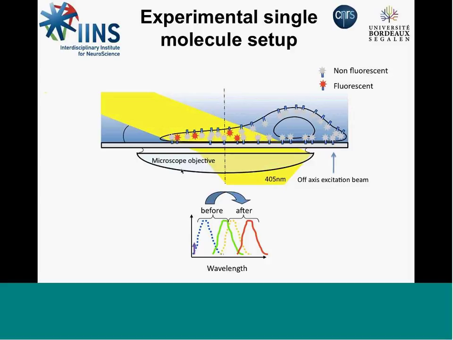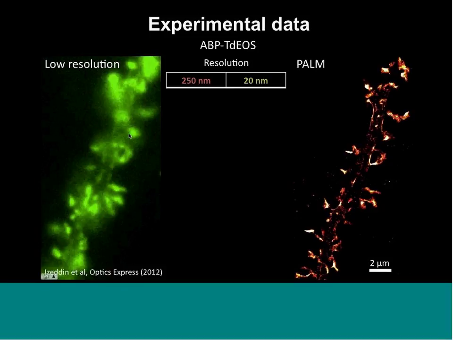And then thanks to this concept, this is an example of a neuron which is labeled with an actin-binding protein attached to tdEos, which is a photoactivatable protein. And by doing this super-resolution sequence, you are capable of constructing an image here with a resolution which is about 10 times better, depending on the fluorophore that you are using.